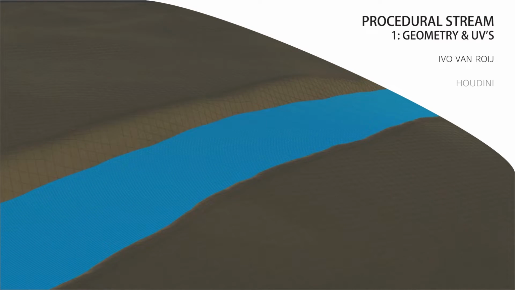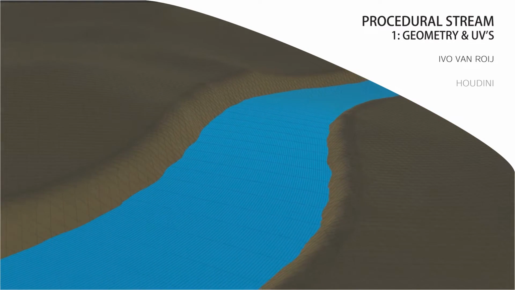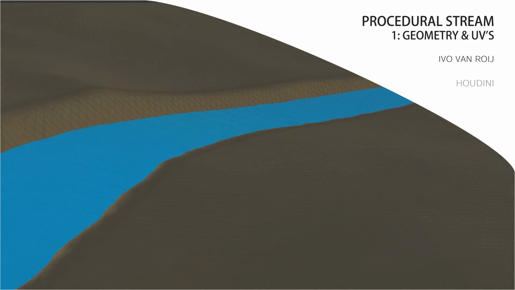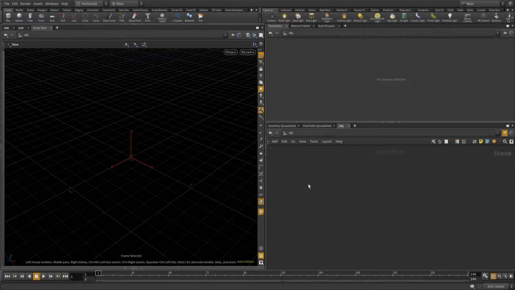Hey guys, welcome to this tutorial about how to create a procedural stream in Houdini. We're going to start off with some geometry and later on dive into the UVs, and eventually we'll be creating some flow maps using the game dev toolset. Anyways, without further ado, let's dive into Houdini and let's get going.